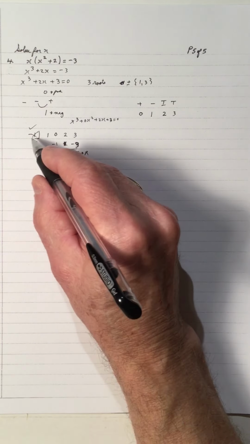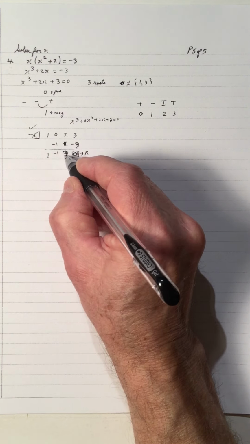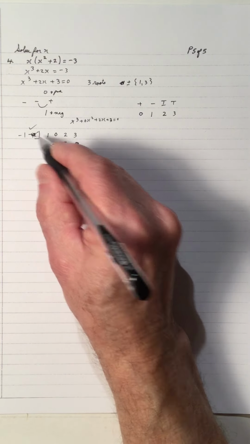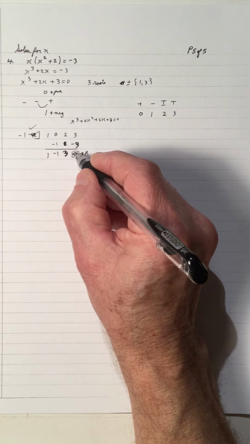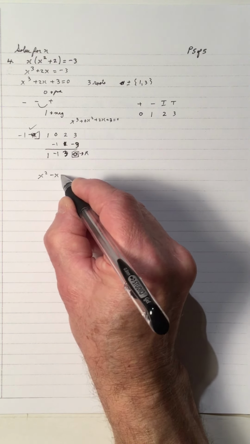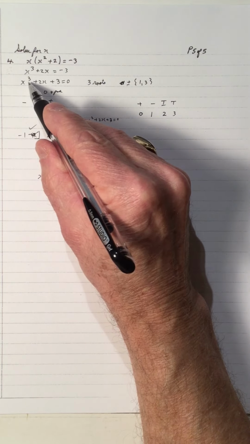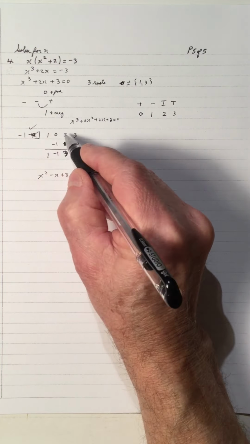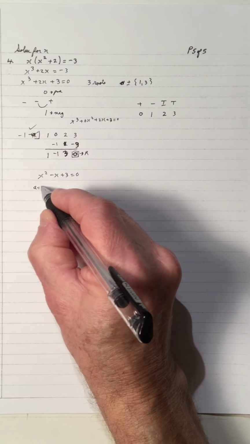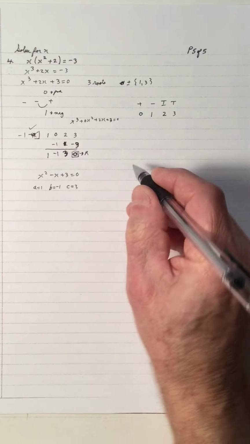I made the error. Negative 1 times negative 1 is 1. 2 plus 1 is 3. Negative 1 times 3 is negative 3, gives you 0. Now I have x squared minus x plus 3 equals 0. Notice this was x cubed, x squared, x, constant, so this is an x squared. So a is 1, b is negative 1, c is 3.